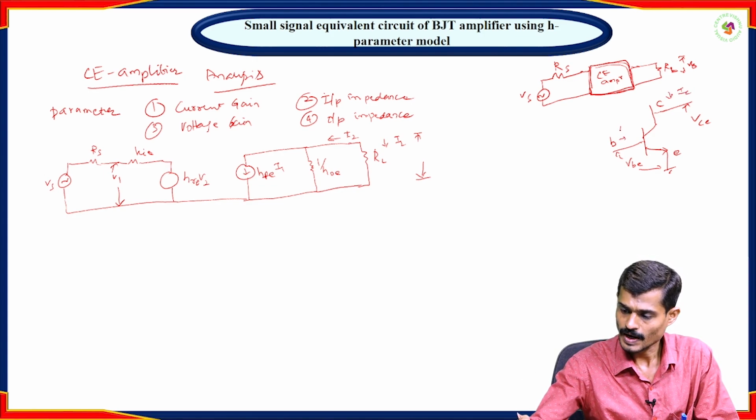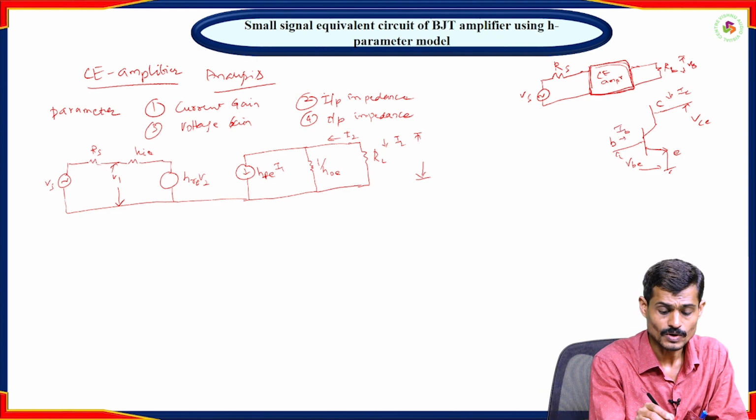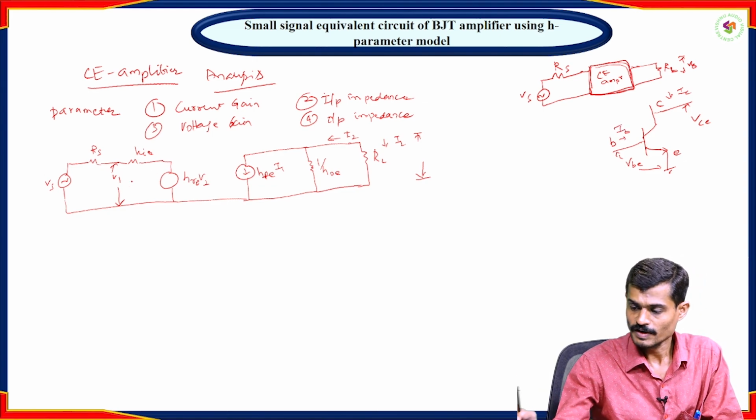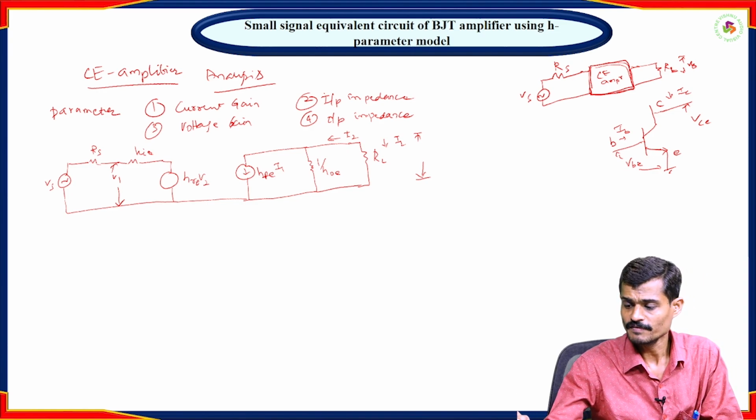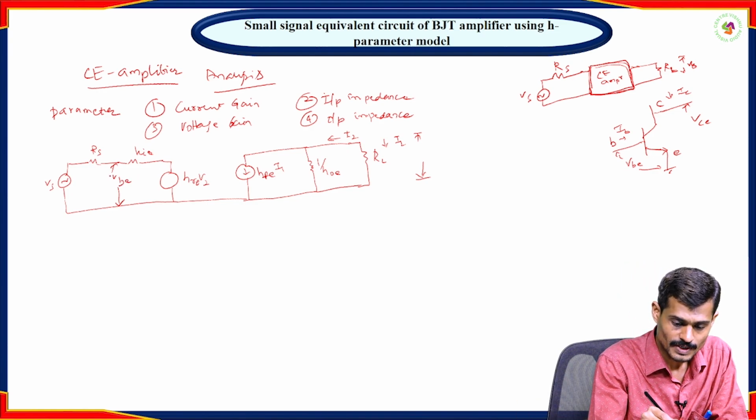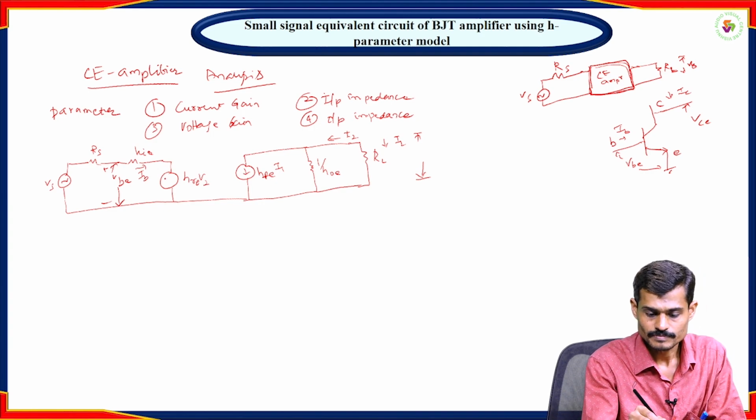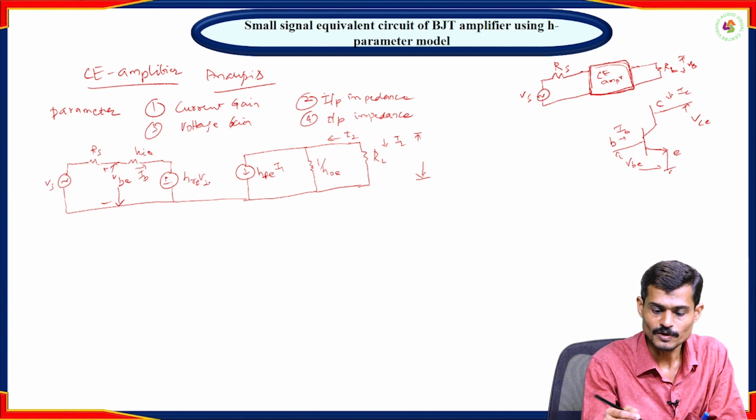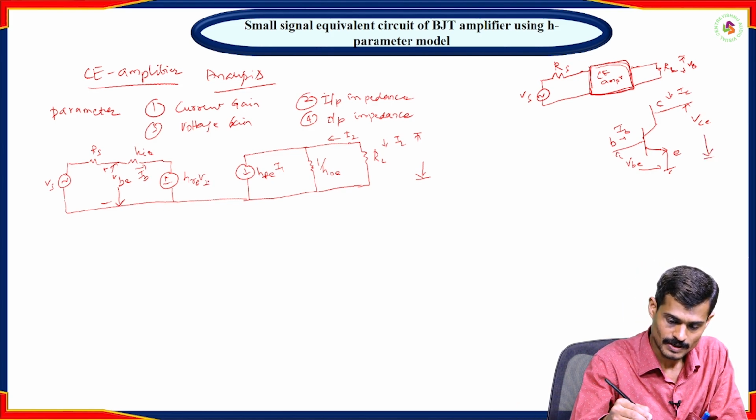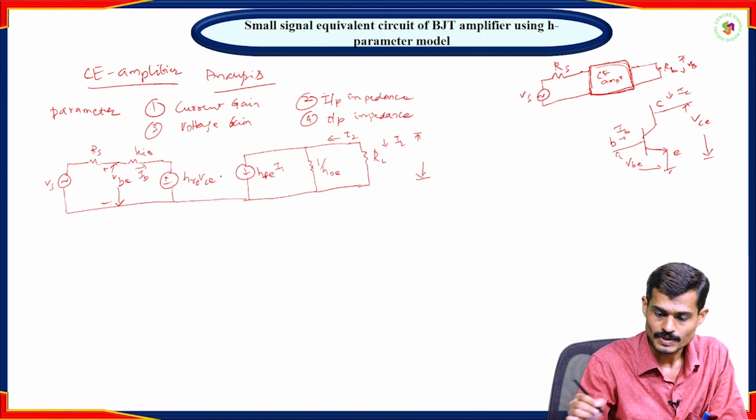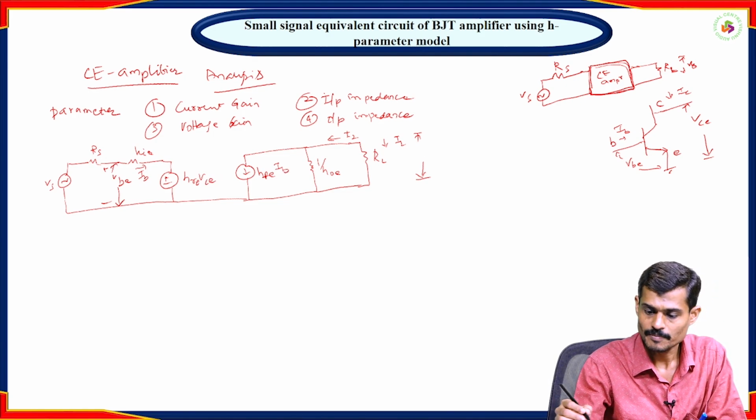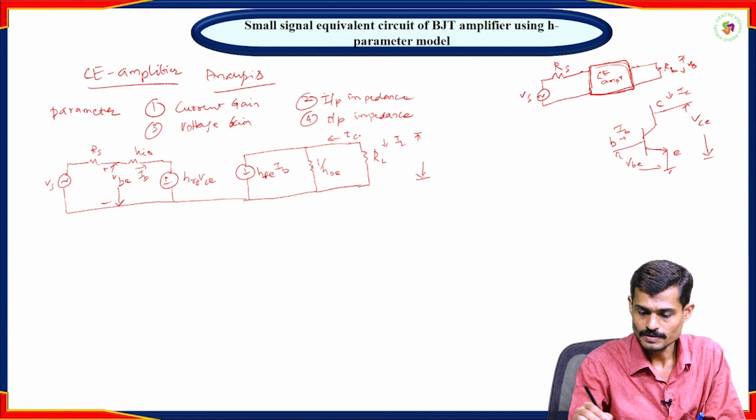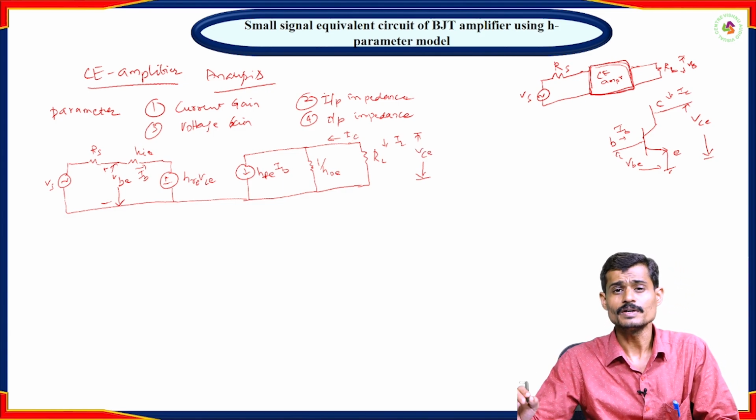Your output is IC, and input is IB. So nowhere am I using I1, I2, V1, V2. V1 will be VBE. I1 will be IB. Similarly, V2 will be my VCE, and I2 will be IC. Output V2 is your VCE.